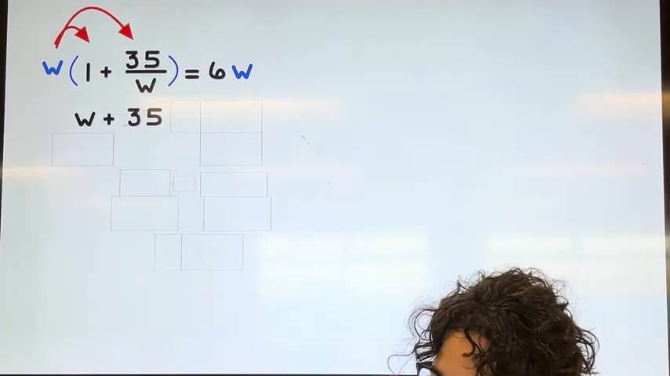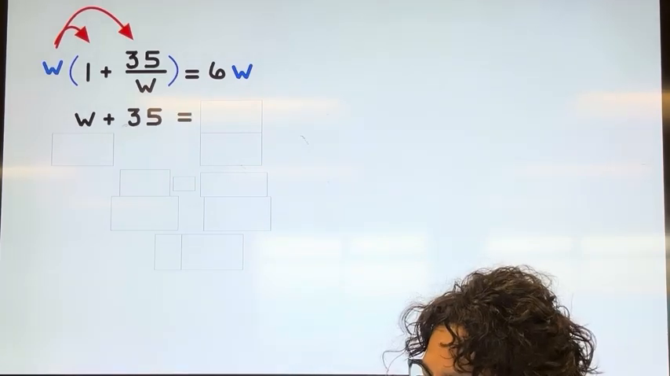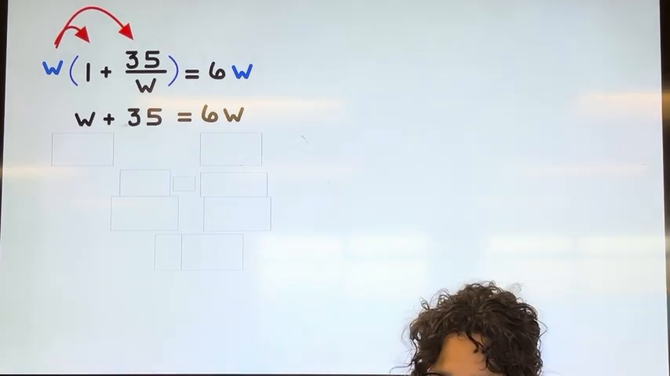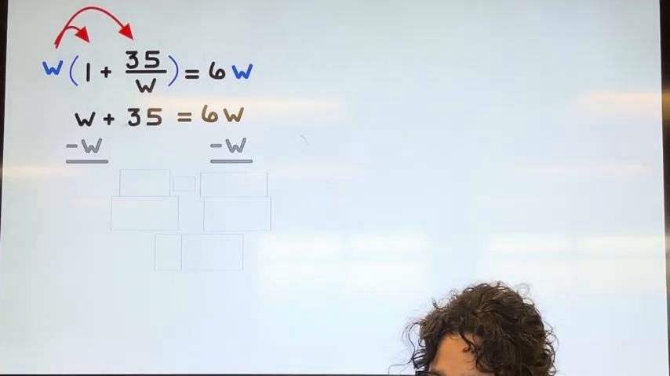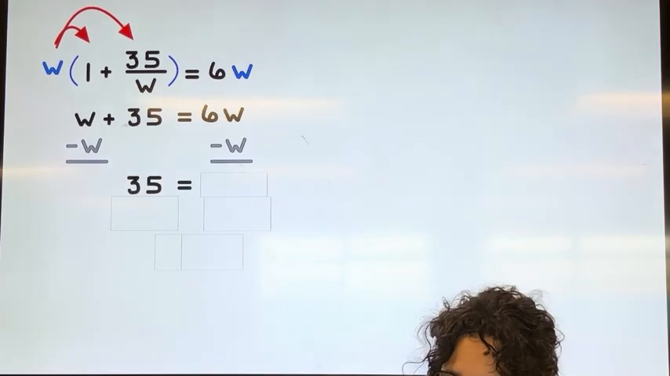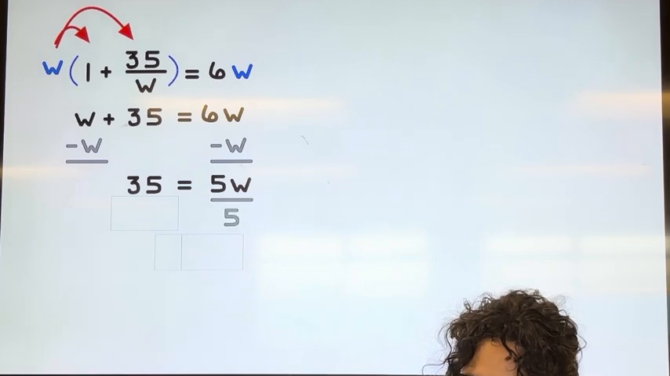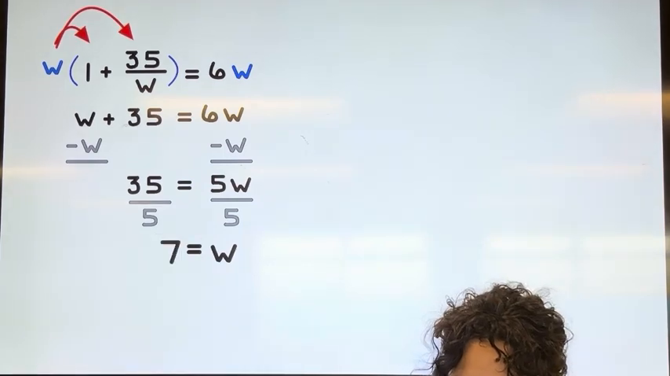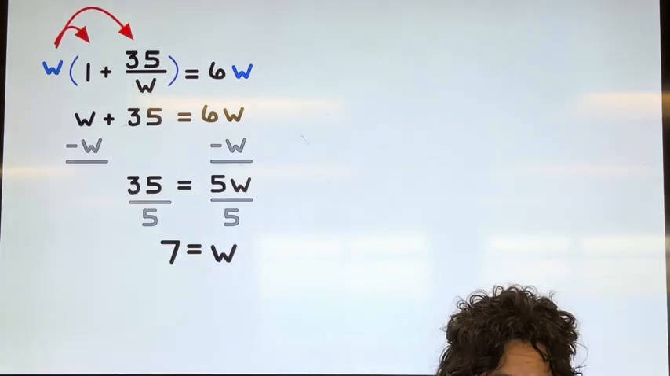And then bring on my equal sign, and I still have 6w there now on the right. Letters on one side, numbers on the other. So let's subtract w from both sides. I have 35 equals, and 6w minus a w is 5w. Divide both sides by 5, and so I end up with w equals, and 35 divided by 5 is 7.